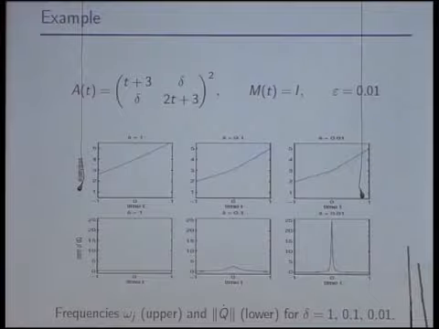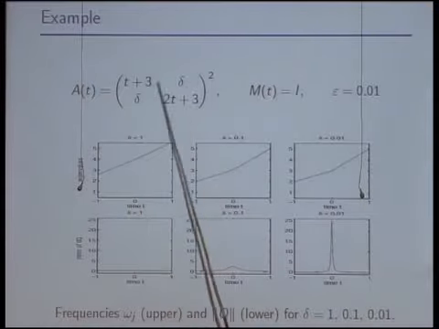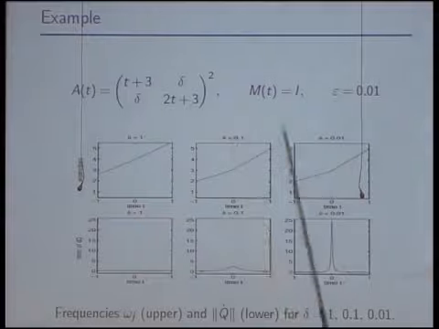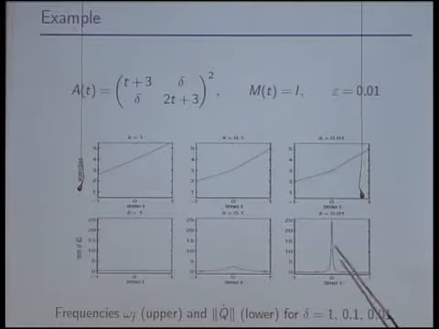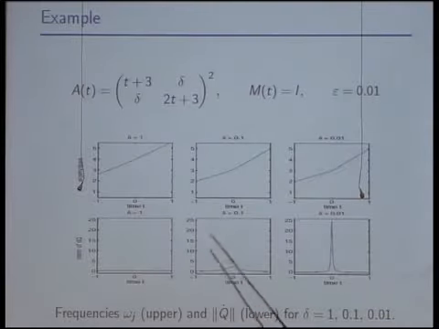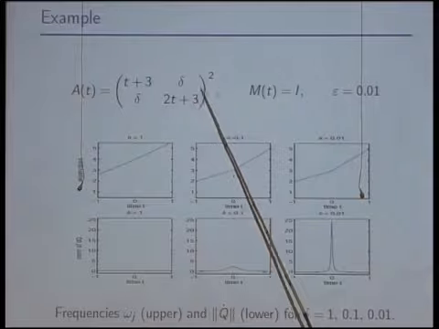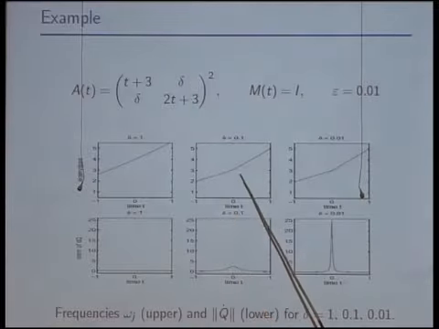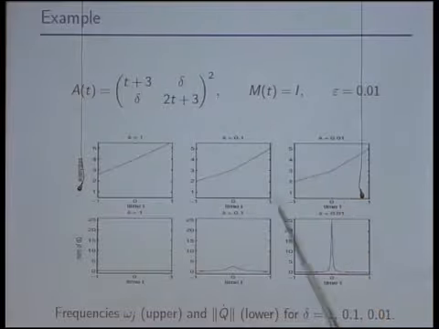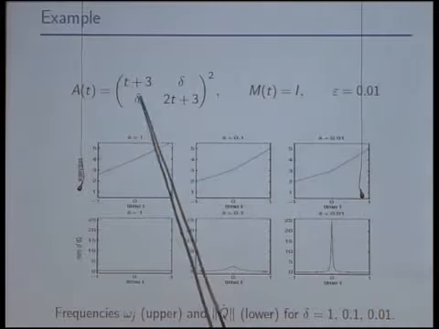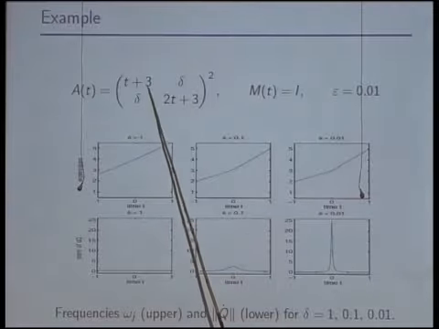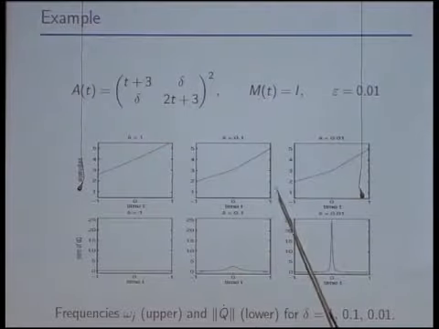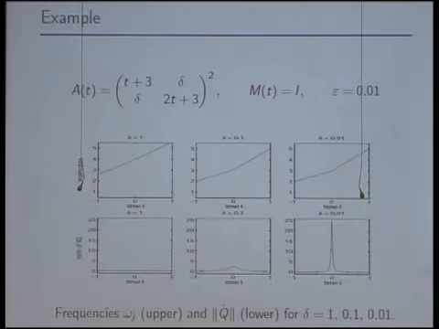Let's take a mass matrix, well, just the identity. Let's take a stiffness matrix of the type given here, and a small epsilon, 0.01. And there's an extra parameter delta in this matrix, which has the effect that as delta becomes small, eigenvalues approach each other at t equals 0. So if delta is 0, we have a crossing, you see, for t equals 0 and delta equals 0, we have the double eigenvalue 3. So as delta becomes small, there's an almost crossing of eigenvalues given here.